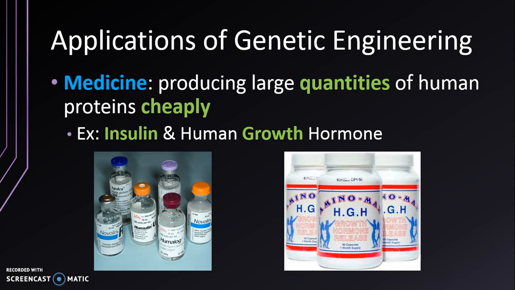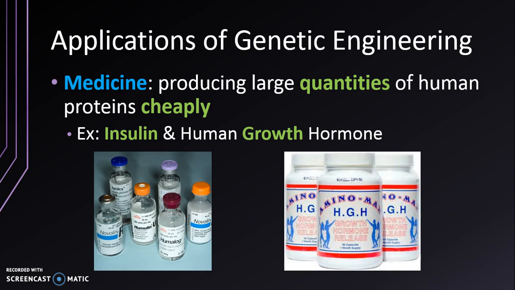So what are some applications of genetic engineering? Well, we just talked about one, gene therapy. Another one is the application of medicine, producing large quantities of human proteins cheaply. There are 2 main proteins that you need to know are used through genetic engineering to be produced and given to humans. The first is insulin, like we talked about in how to genetically engineer an organism, and also the human growth hormone.